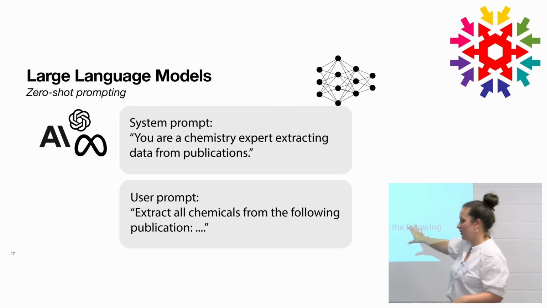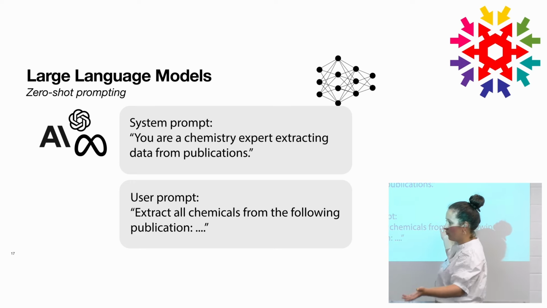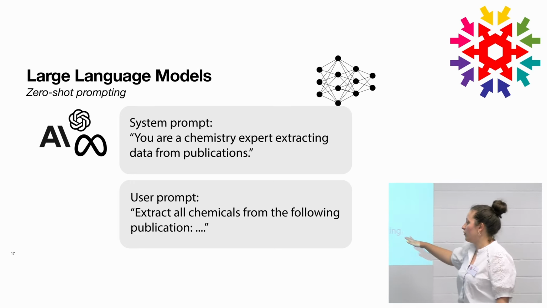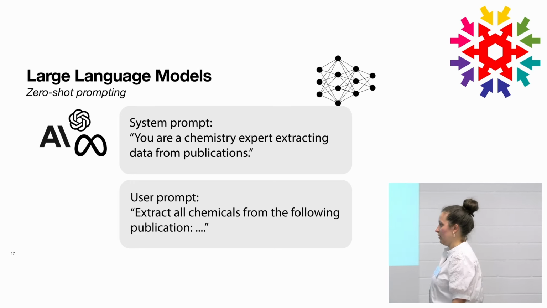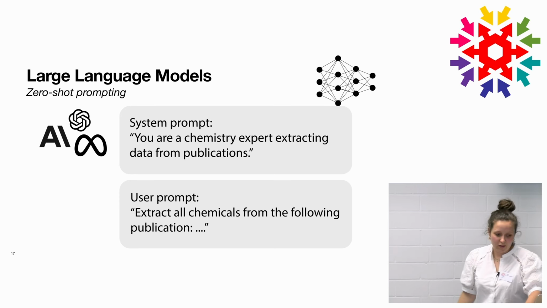So the main thing you actually put is in the user prompt. And that's where you would put whatever you want to do. So in our case, we want to extract, for example, all chemicals from the publication, and then you would input the text that we obtained before. So that's the simplest thing you can do.